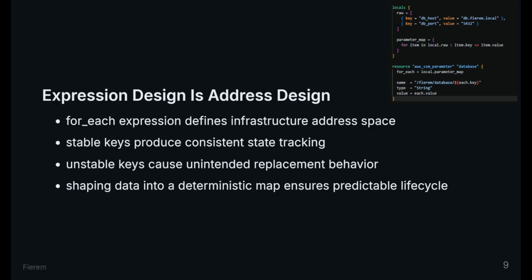The for each expression defines the address space of your infrastructure. Stable keys ensure consistent state tracking across applies. Unstable or derived keys introduce unintended replacement behavior. Shaping data into a deterministic map before for each ensures predictable lifecycle outcomes.